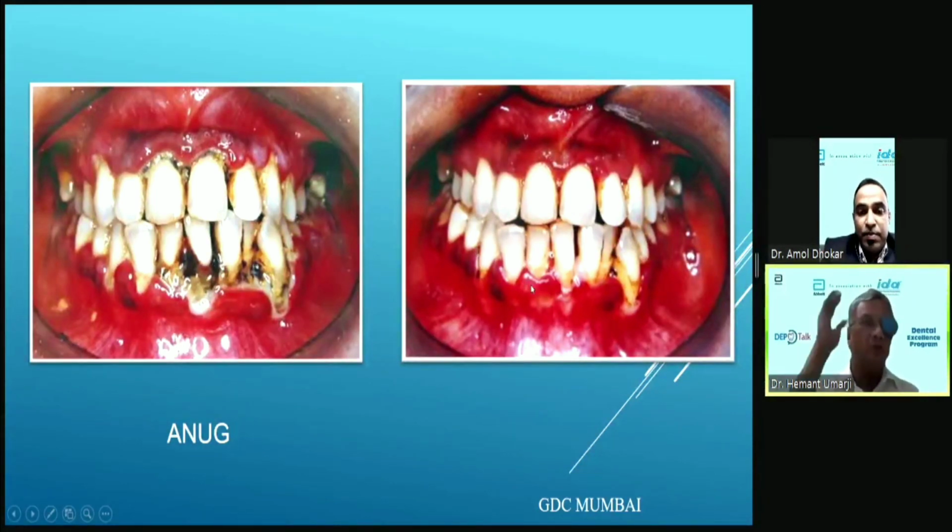Once you control that bacterial phase, then with scaling and all that, it will definitely improve. But first he will not allow you to scale, he will not allow you to even touch. So that is the problem. So irrigate with H2O2 with the syringe, and then it will give a better result.